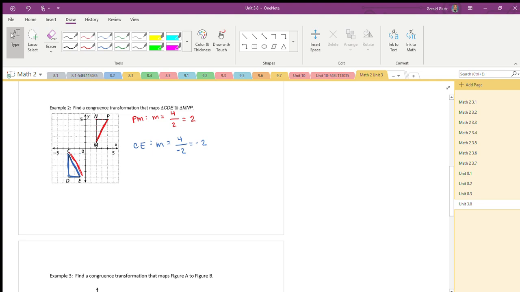So now I got to figure out which axis they reflected it over. So if I flip this one over the x-axis, will it be the same shape as this? So I do a little reflection real quick. Now notice these two are the same shape, so that means they reflected over the x-axis.